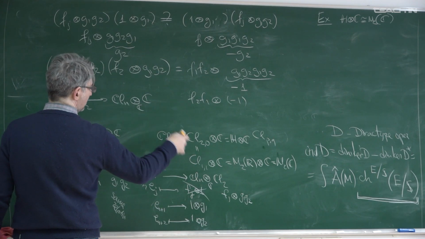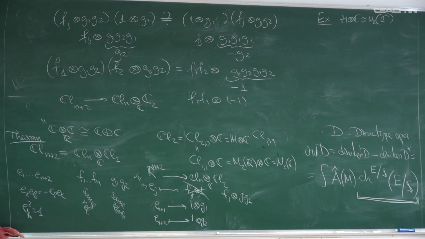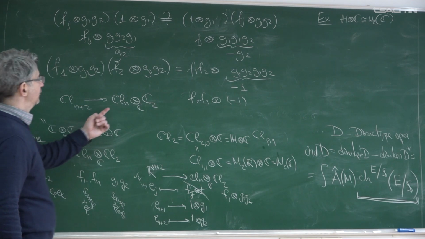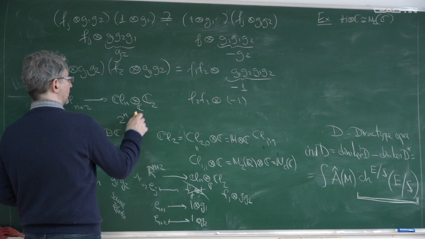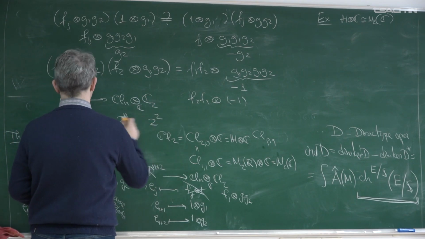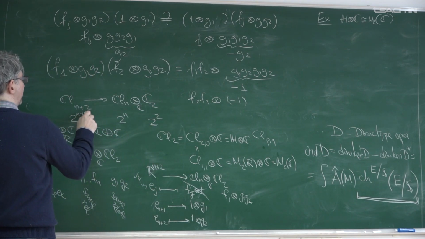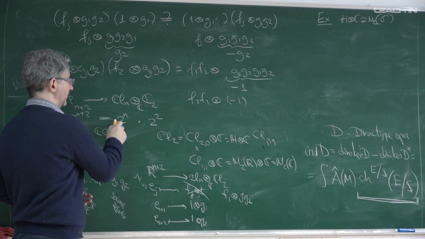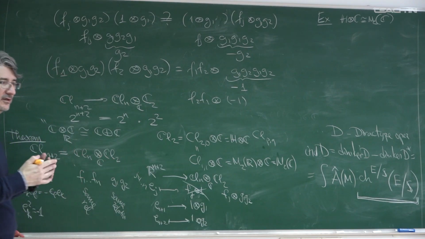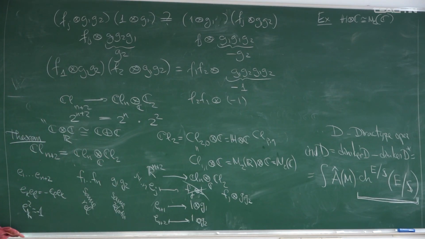Now we calculate the dimensions of this guy. The dimension of this Clifford algebra over C is 2 to the power of n. And here is 2 to the power of 2. Then you take the tensor product, dimensions are multiplied. So by dimension reasons, it looks like they are isomorphic. Their dimensions are the same.